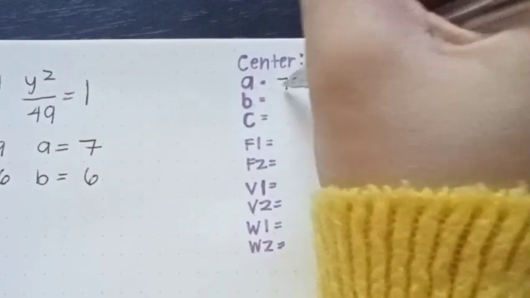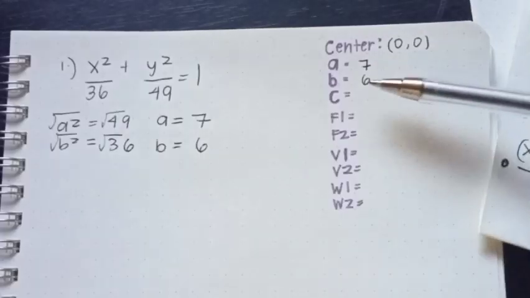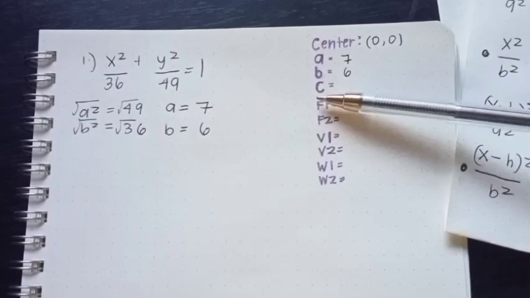And for b, it's going to be 6. So a is 7 and b is 6. How about the c? How can we get the c? We got the a and we got the b because we know the a squared and b squared. So how can we get the c?